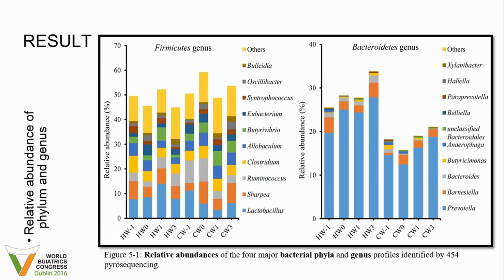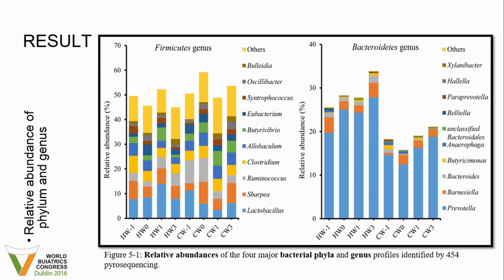This bar graph represents relative abundances of 4 major phyla and their genera. The vertical line represents relative abundance of phylum and genus, and the horizontal line represents -1, 0, 1, and 3 weeks after weaning of the hay and corn group. Of the sequencing data, Firmicutes and Prevotella were the most abundant bacterial phylum and genus in both groups.